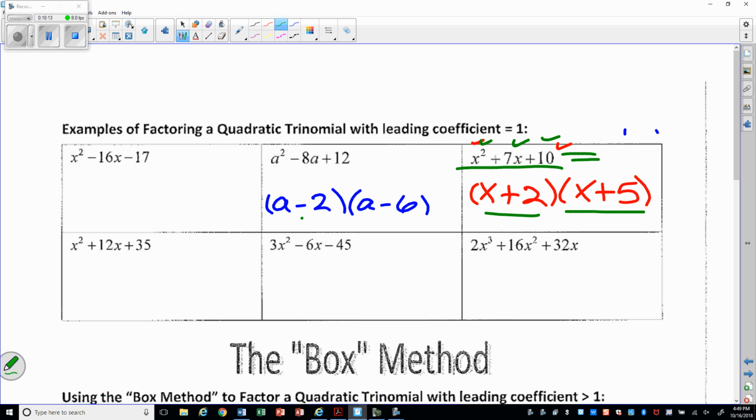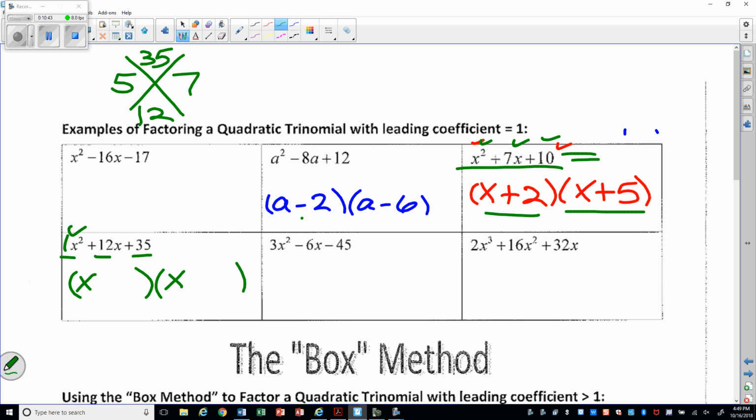I've got a trinomial. A is 1, B is 12, C is 35. So I want them to multiply to be 35 and add up to be 12. How about 5 times 7 is 35 and 5 plus 7 is 12. So those are my two factors. x times x is x squared, 5 times 7 is 35, and to get the 12, I have a positive 5 and a positive 7.